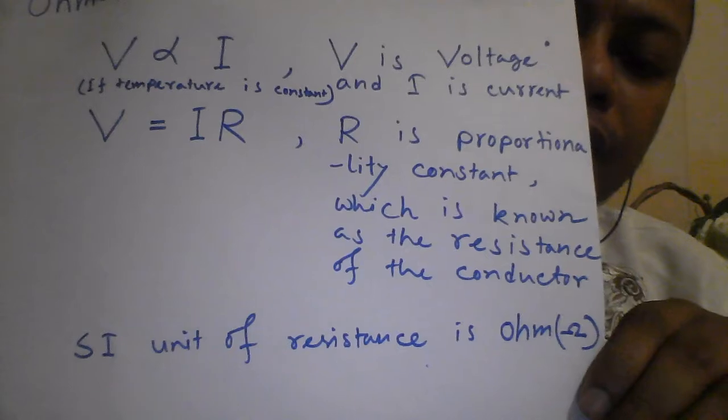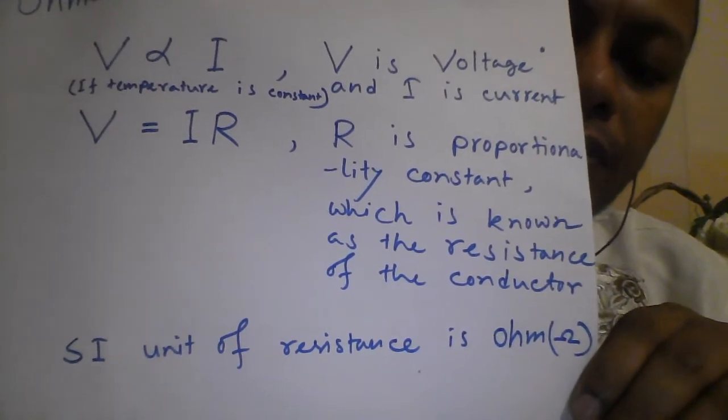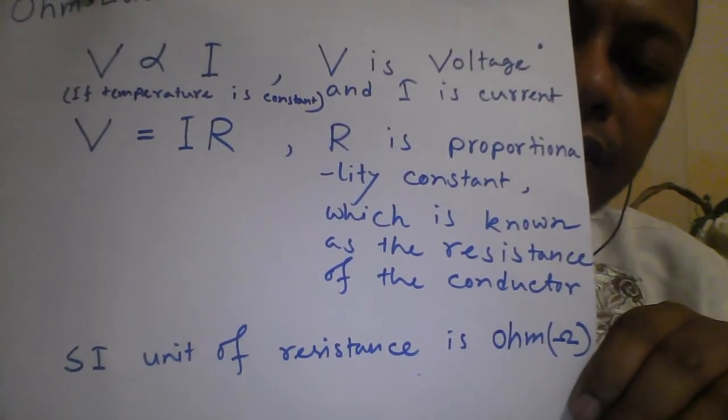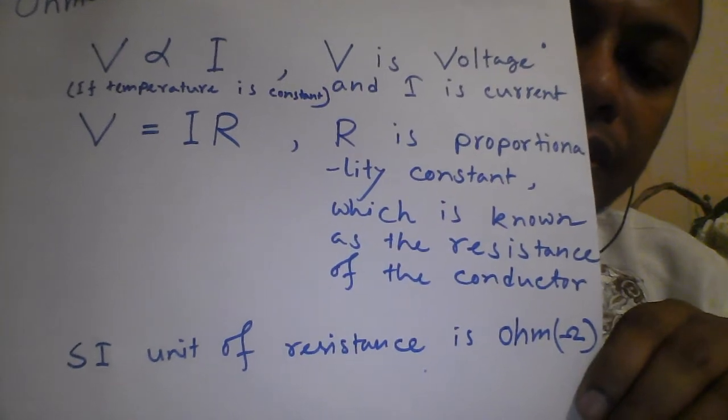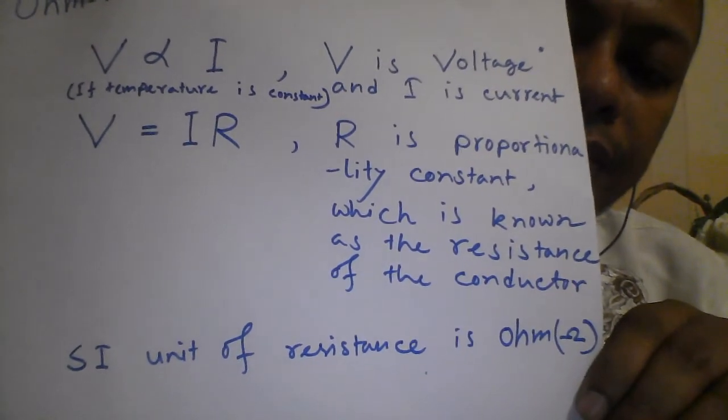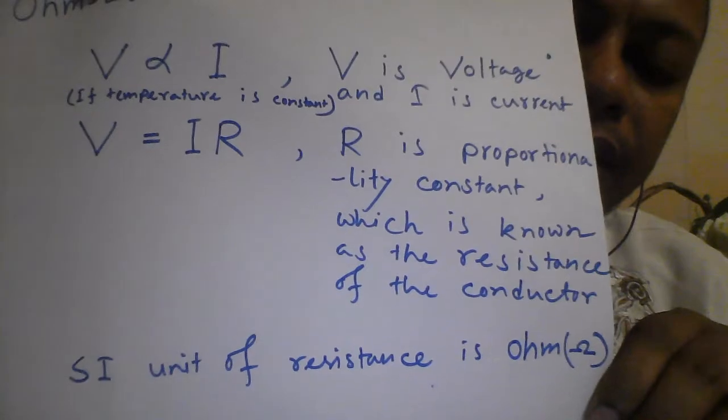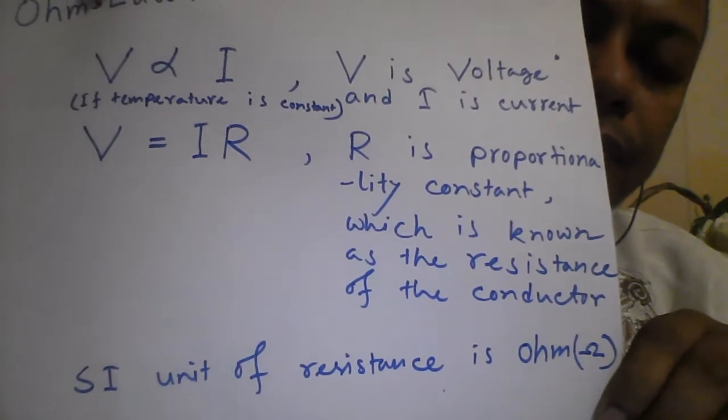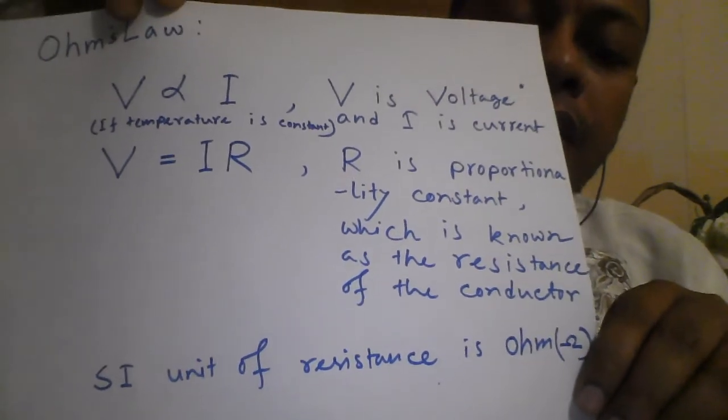And SI unit of resistance is ohm. That one you see in bracket, in short, the Greek letter omega. You can write this way, or you can write as OHM, ohm. Now you understand about Ohm's law.